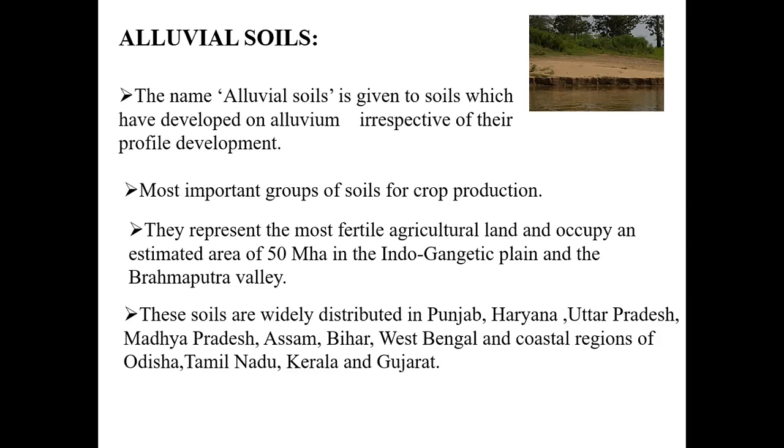Almost it occupies around 50 million hectares in the Indo-Gangetic plains and the Brahmaputra Valley, and these soils are widely distributed throughout the country. You can see them in Punjab, Haryana, Uttar Pradesh, Madhya Pradesh, Assam, Bihar, West Bengal, and coastal regions of Odisha, Tamil Nadu, Kerala, and Gujarat. So overall, students, wherever the river streams are there we can see the alluvial soils.